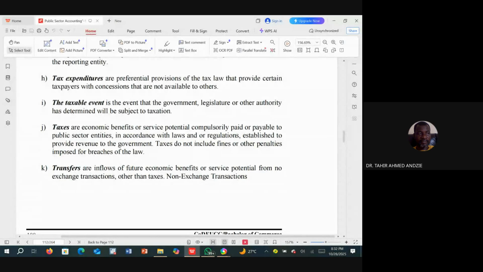And remember that taxes that are paid to finance government properties and government development are non-exchange transactions. Even though it is expected that as we pay the taxes, the government should provide certain social amenities for the development of the country, it is not compulsory, and they cannot give equal in equal.